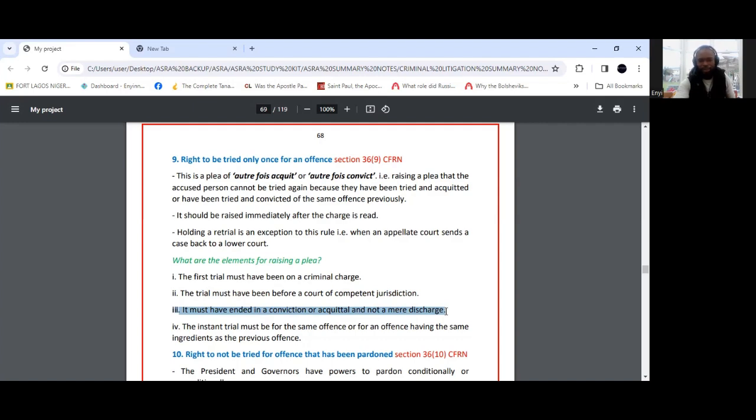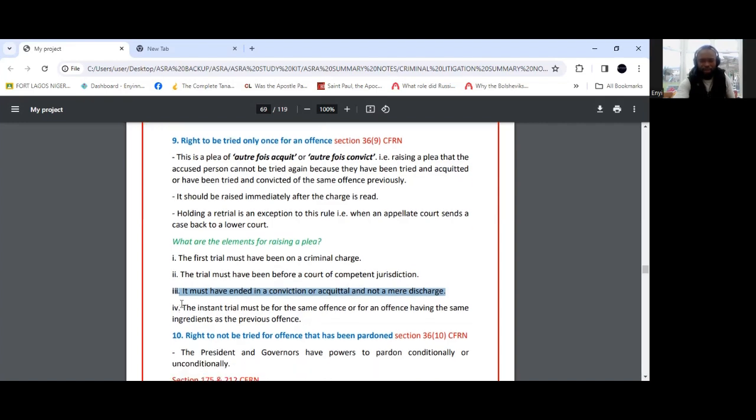So the third element here is that the defendant should be able to show that that previous trial ended in a conviction or an acquittal and not a mere discharge. And then the last element is that he needs to show that the present trial must be for the same offense or for an offense having the same ingredients as the previous offense. So it's important that you're able to show that connection, that the present trial for which you've been arraigned is for the same offense for which you were tried before, or is an offense with the exact same ingredients as the previous offense. So if these four elements are established, then that plea of autre fois would succeed.